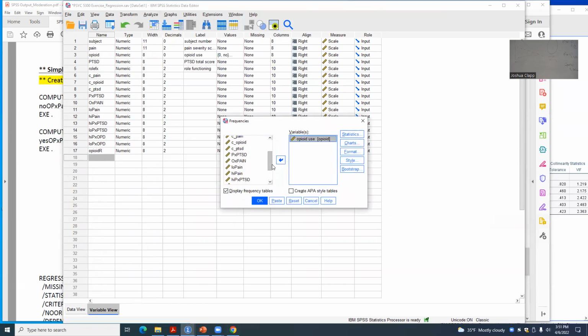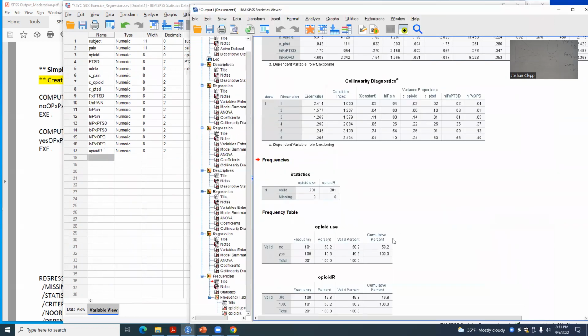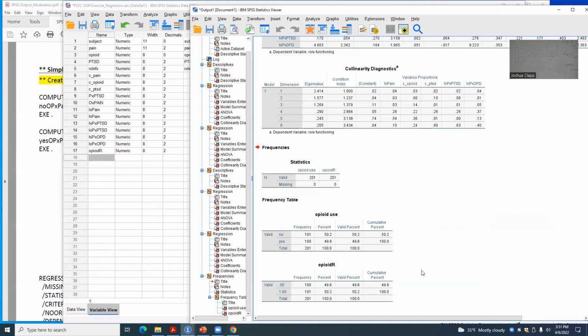Okay. And if I go to analyze, descriptive, frequencies, and look at opiate use and opiate use R, they should be reflections of one another, and they are, okay? So now I've got 2 variables in my model where 0 corresponds with that dummy variable. In one of them, 0 corresponds to no opiate use. In the other, 0 corresponds to opiate use.